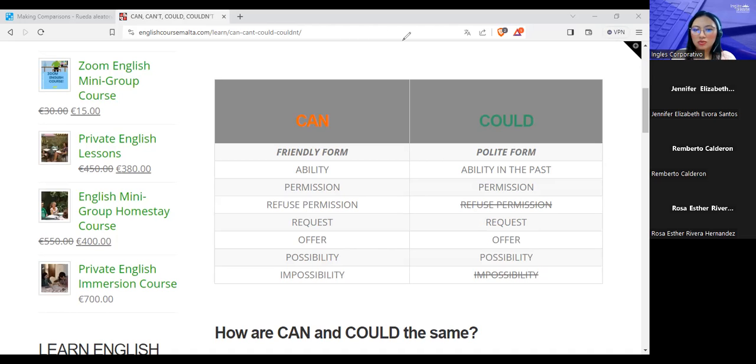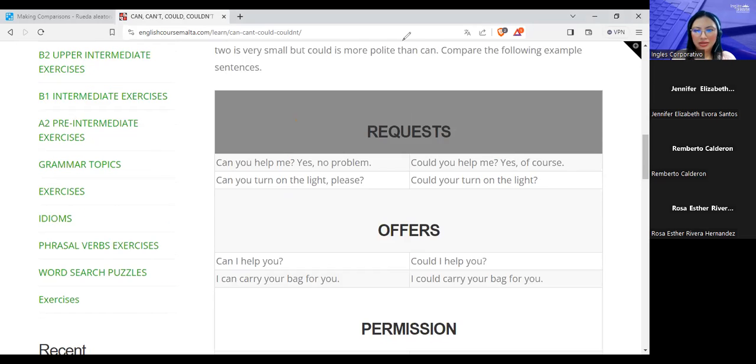Good. Preguntas sobre el tema. Nos movemos ya a la práctica. Is it clear the information that I was presenting? Okay. ¿Sí? ¿Necesitamos más práctica? O vean esto. Les voy a compartir también eso para que repasen el tema.